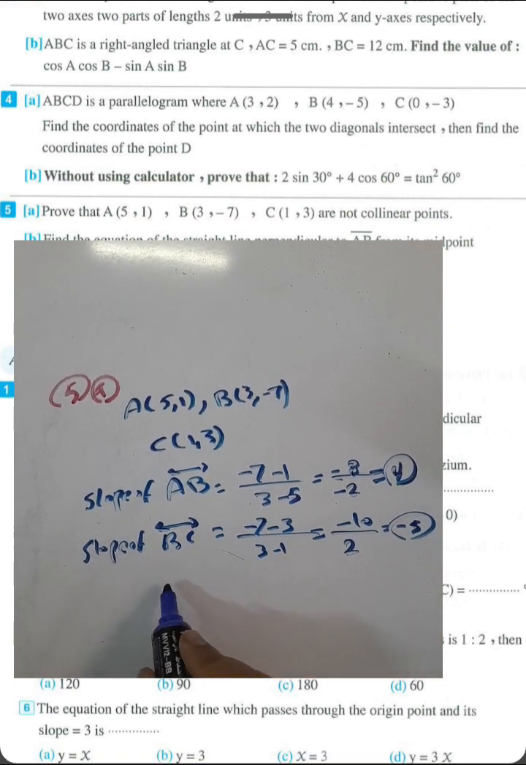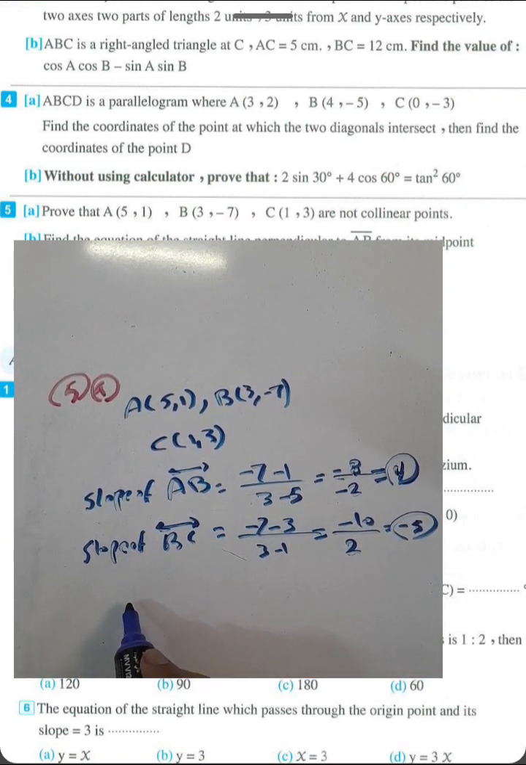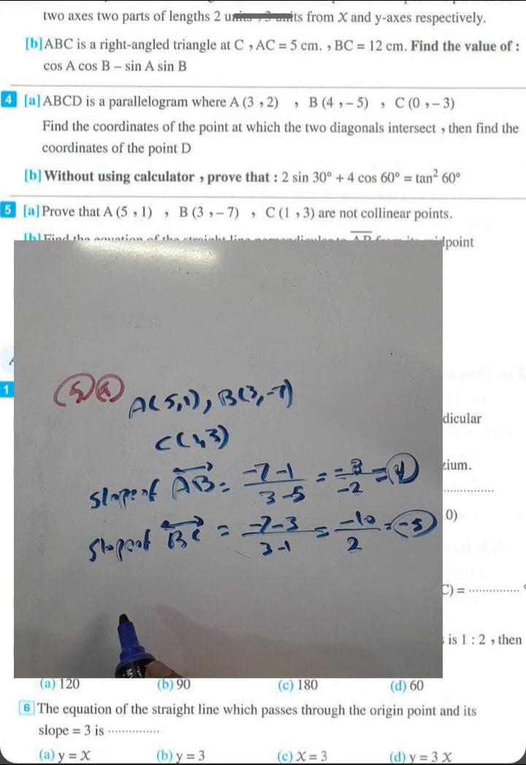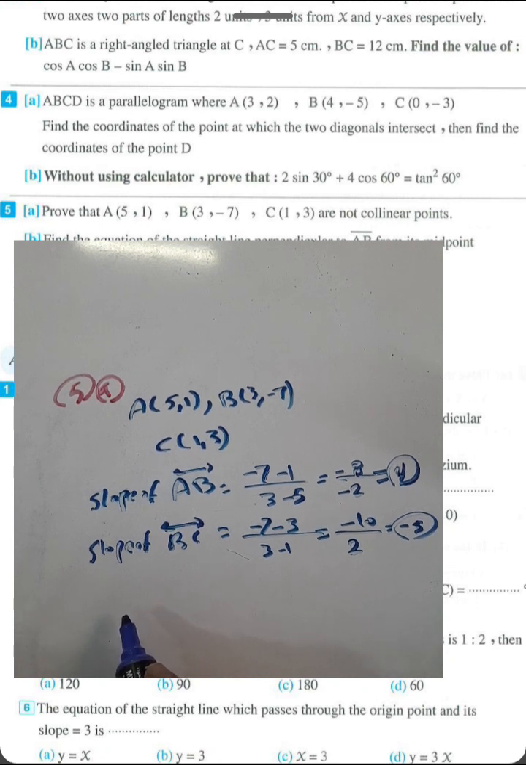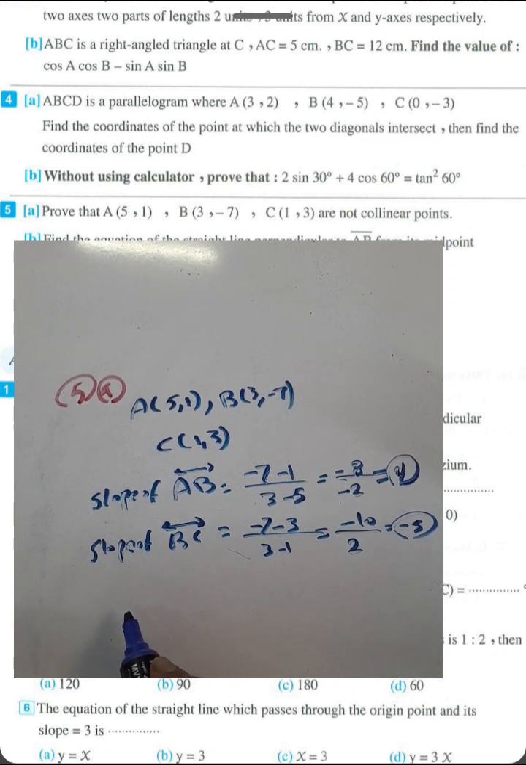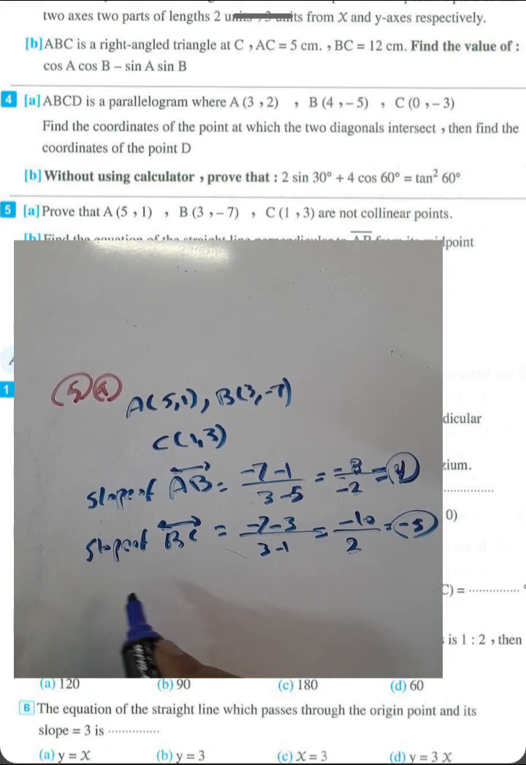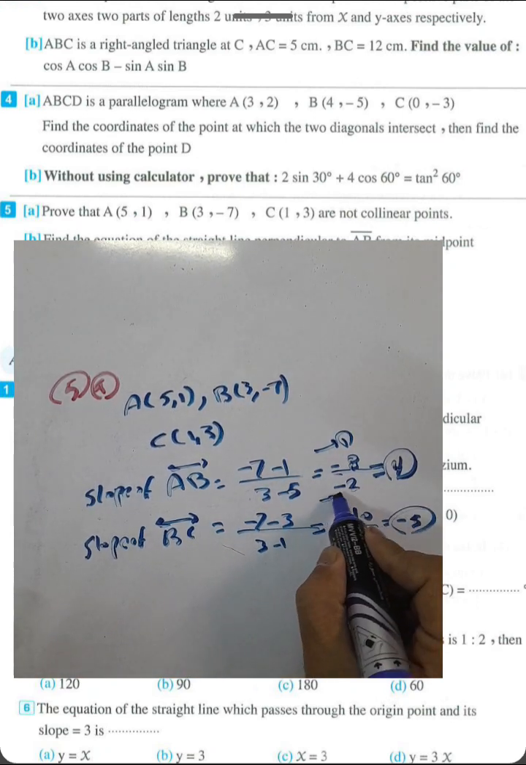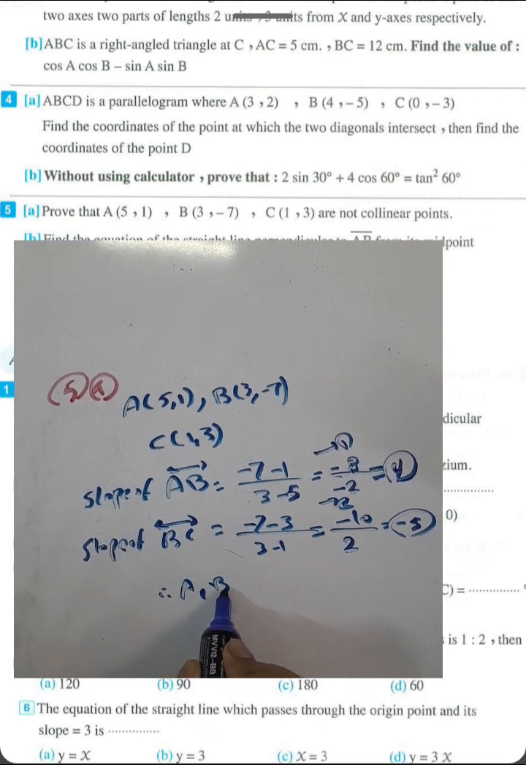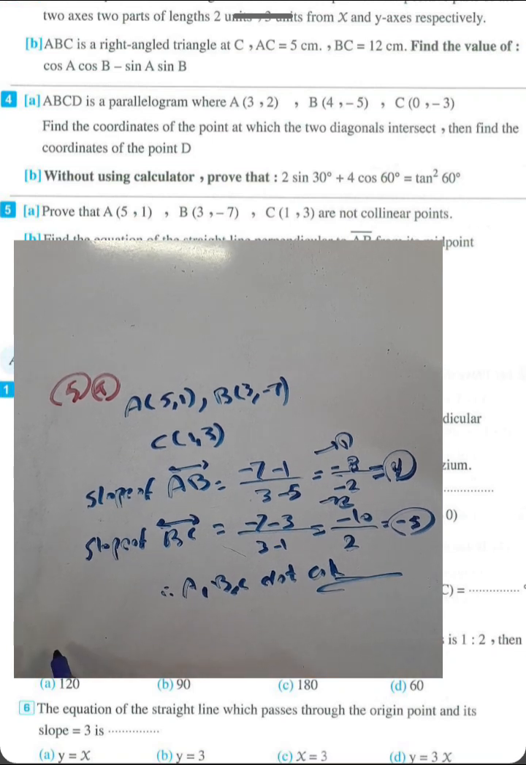Then relation number 1 is not equal to relation number 2. It means the two straight lines are not the same, so the 3 points are not collinear. Understood? They are not collinear. From relation number 1 and relation number 2, A, B, and C are not collinear. Okay.